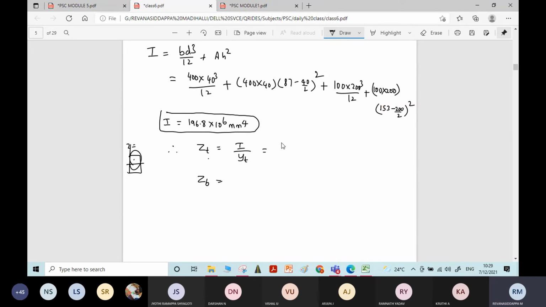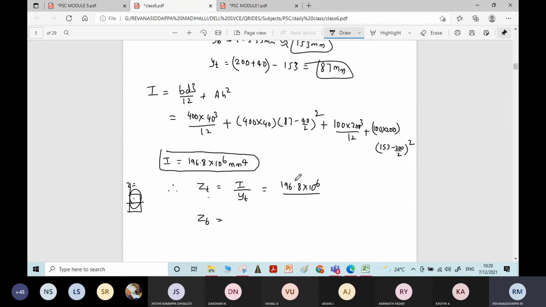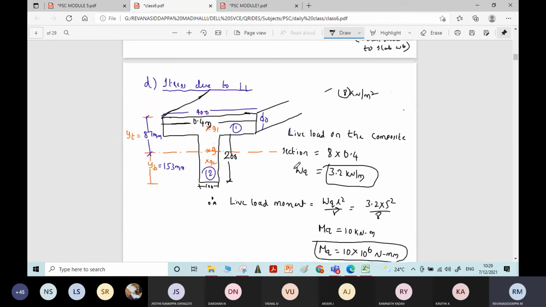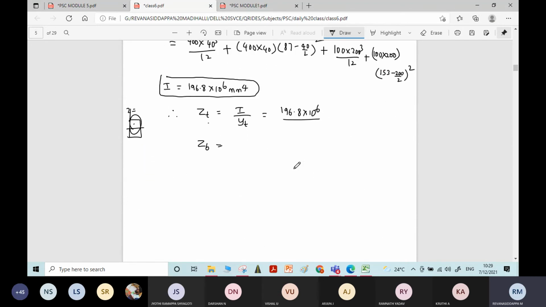Moment of inertia is 196.8 into 10 power 6 divided by YT. Distance from the top fiber is 153, correct? Sorry, 87. And ZB, section modulus with respect to bottom fiber, I by YB, 196.8 into 10 power 6 divided by 153.